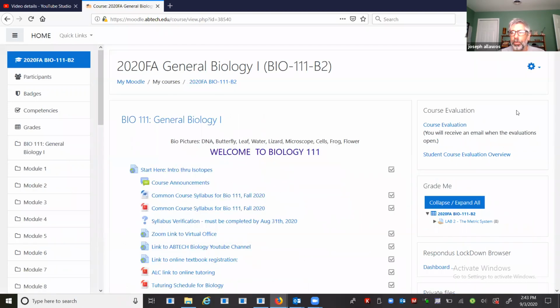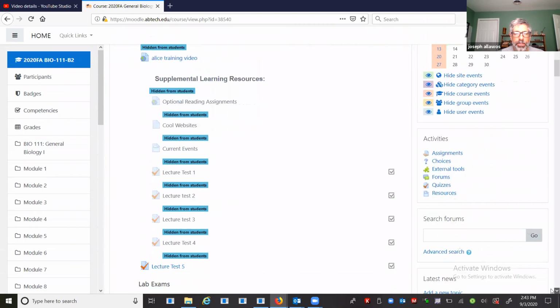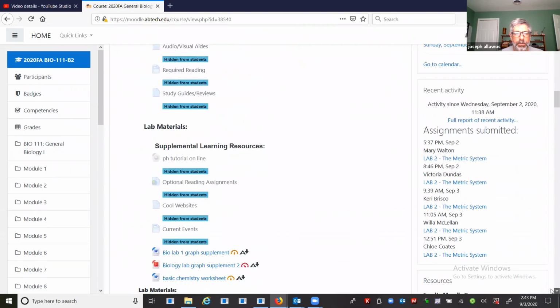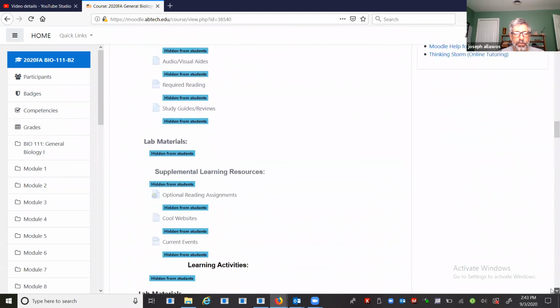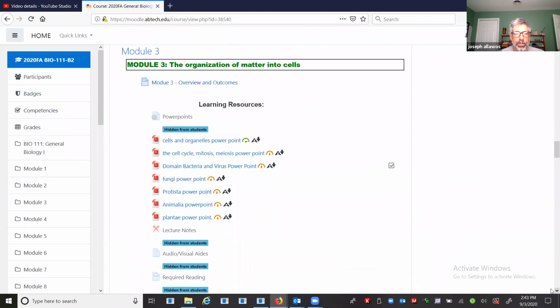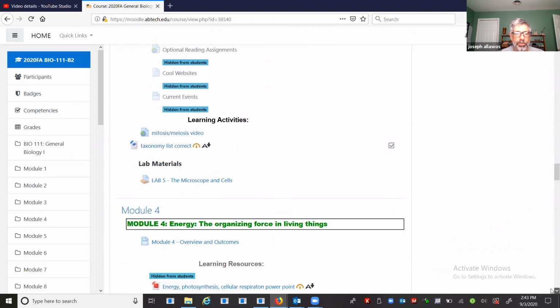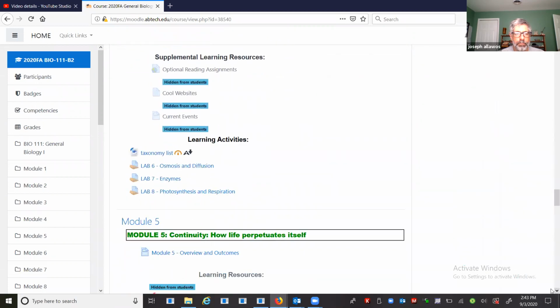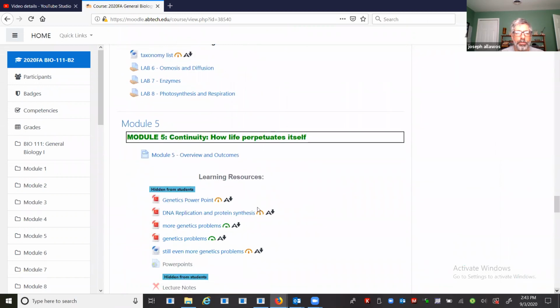So once you've watched this video, you should be able to work these sheets in here. And if we go down to, let's see, where is it? It's in this next module. So in module 5, there's the genetics PowerPoint. But then there's also something that says more genetics problems, still even more genetics problems. So there's 3 sheets in here. And once we're done with today, I think you should be able to work any of these problems.